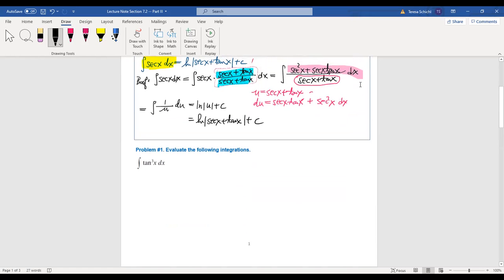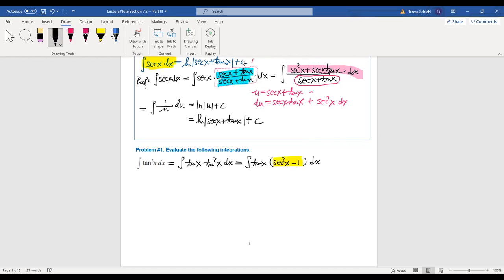Okay, for tangent cubed x, we like to take one tangent out, and then I have tangent square x dx, right? So I like to use the identities. So this is tangent x, and tangent square x is secant square x minus 1, dx, right? So this is the identity.